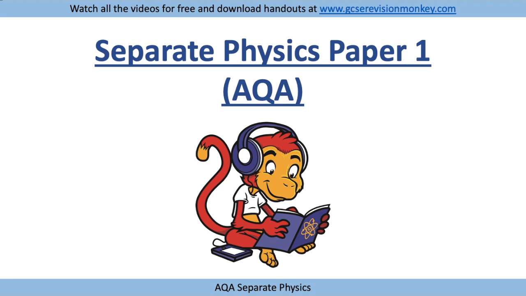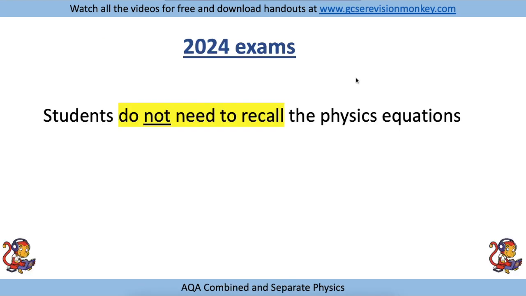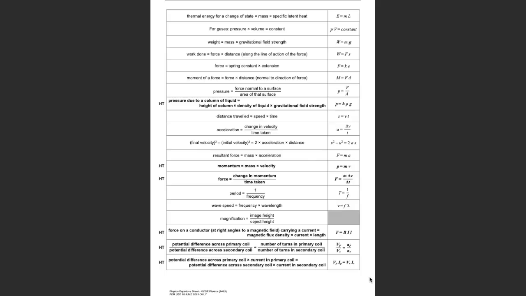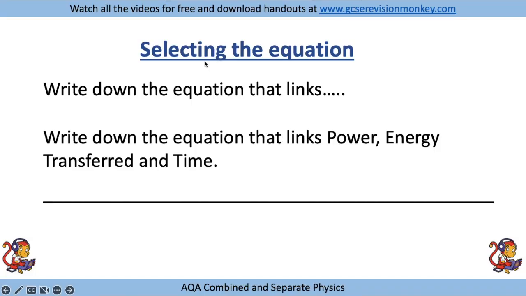Hello and welcome to this Revision Monkey video on what's going to be in the separate or triple physics paper 1, and this is for the AQA specification. As you are all probably aware, you do not need to recall the physics equations. So this is what your physics equation sheet will look like, so it has all of the physics equations on there for you. You'll need to use the physics equation sheets by selecting the correct equation.